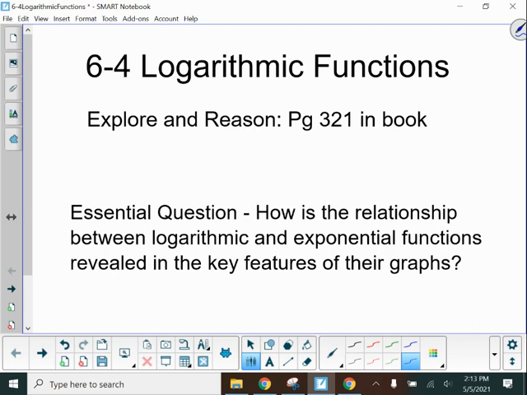This is your lesson for 6-4 logarithmic functions. There is an explore and reason in your textbook. That's on page 321. You may or may not be completing that depending on other instructions for the course.